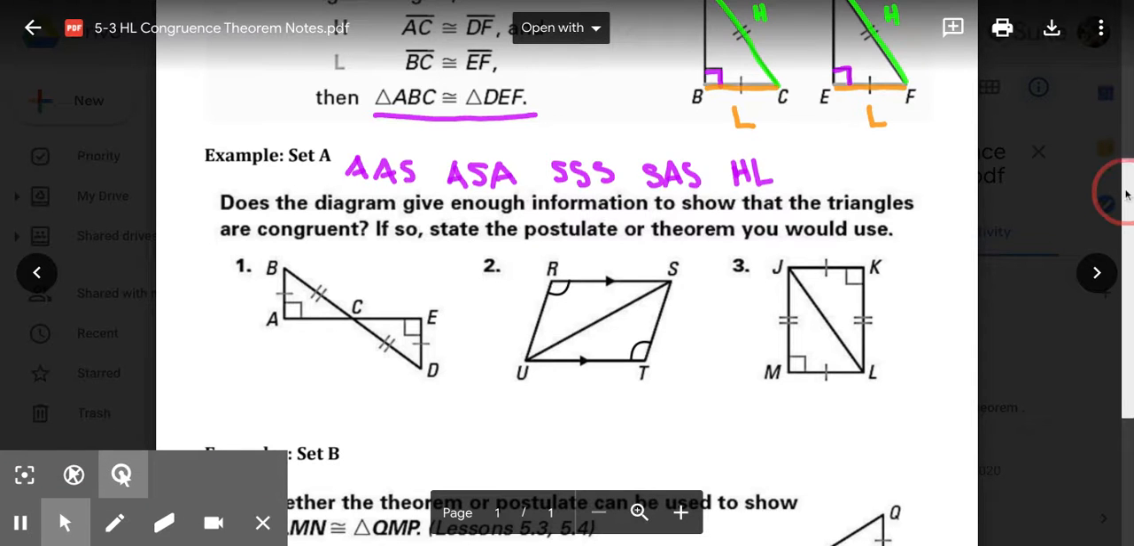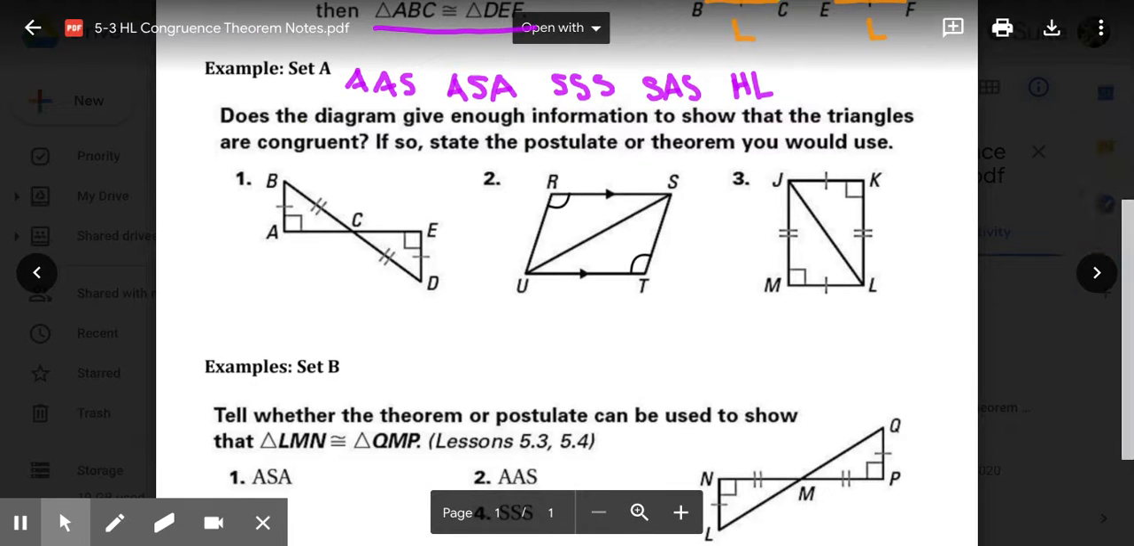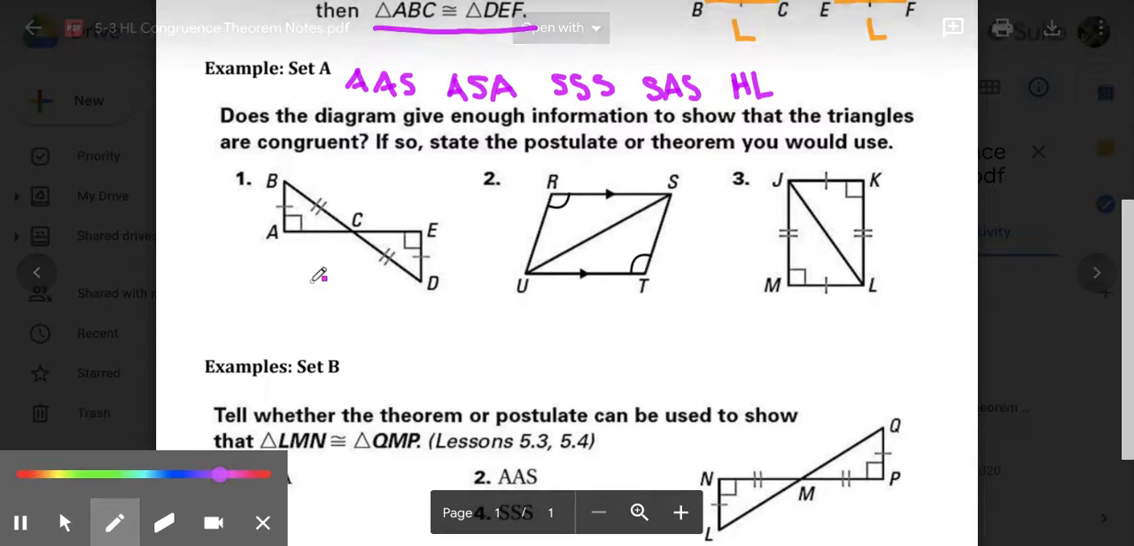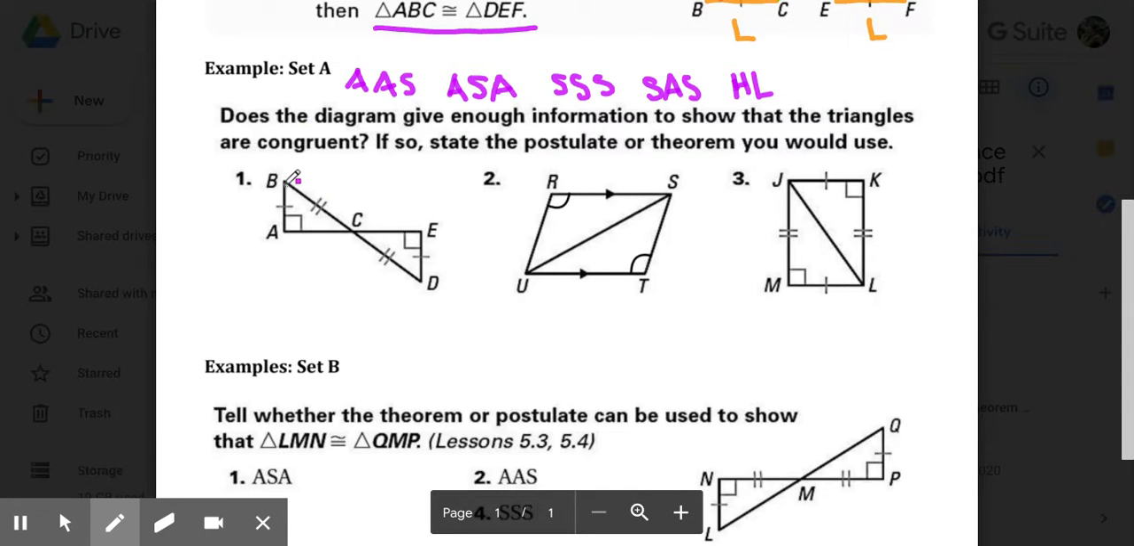On the first problem, I see that I have two right triangles. I'm going to check if hypotenuse leg will work. When I'm looking at this side over here, I know it is across from the 90-degree sign, so this must be a hypotenuse. Also, when I look at the second triangle, I see this side, CD, is across from angle E, so that must also be a hypotenuse there.